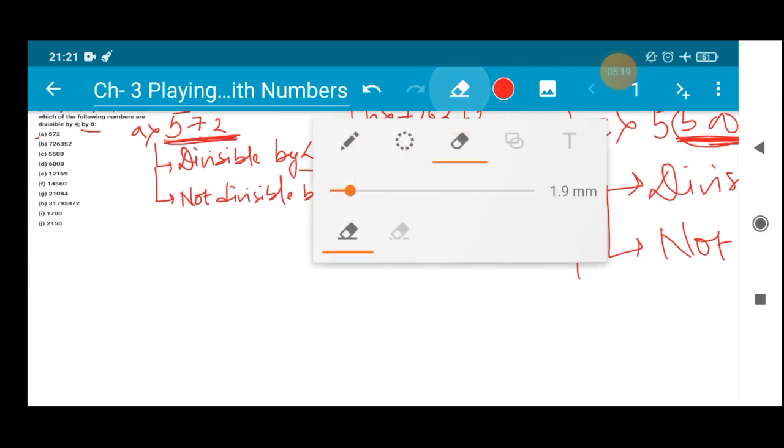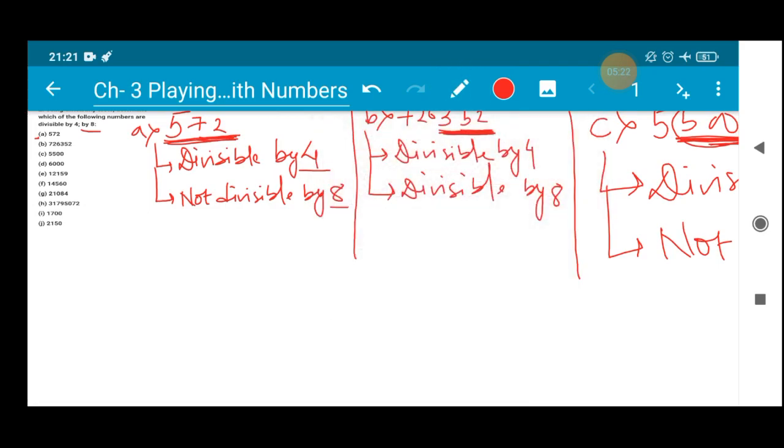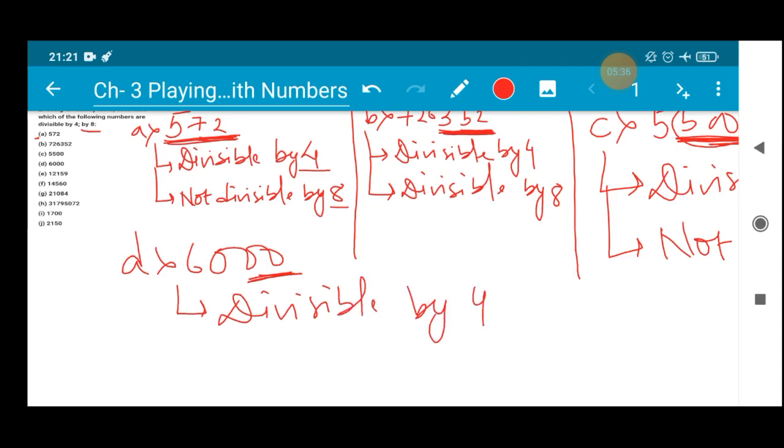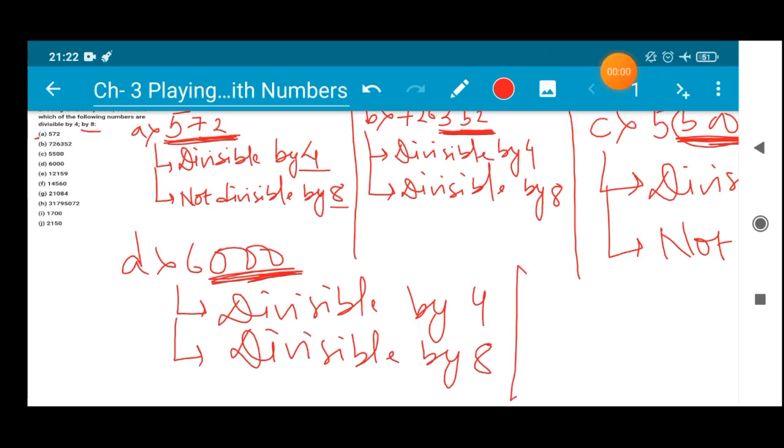Let's do question D now. Question D we have is 6000. Again the same thing. Here you can see the last two digits are 0, so it will be divisible by 4, as in number C also we saw that the last two digits were 0. To check with 8, again we have to see the last 3 digits. Over here also the last 3 digits are 0, so you can say that it will be divisible by 8, because 8 times 0 is 0 only, so you'll get the answer directly.